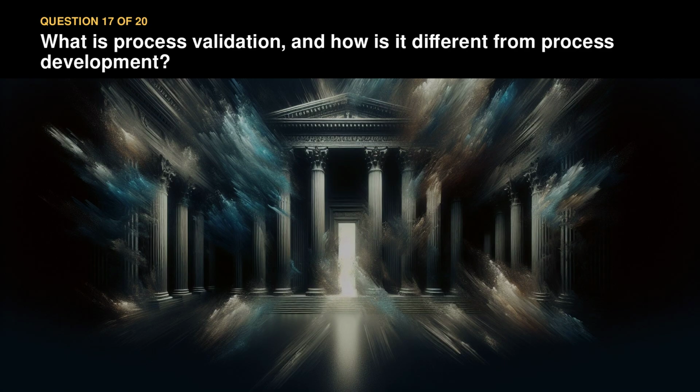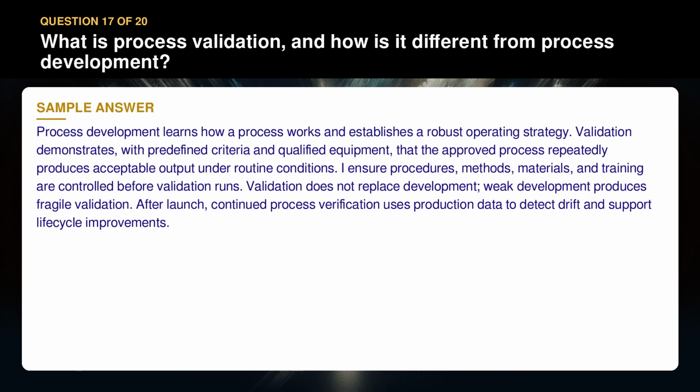Question 17. What is process validation, and how is it different from process development? Process development learns how a process works and establishes a robust operating strategy. Validation demonstrates, with predefined criteria and qualified equipment, that the approved process repeatedly produces acceptable output under routine conditions. I ensure procedures, methods, materials, and training are controlled before validation runs.